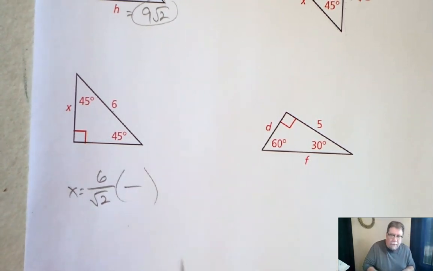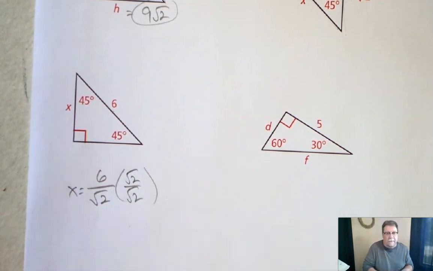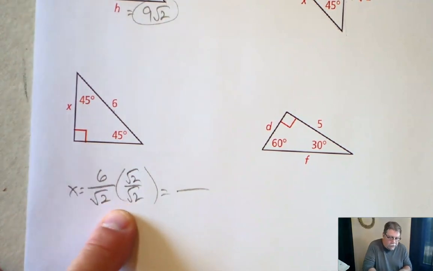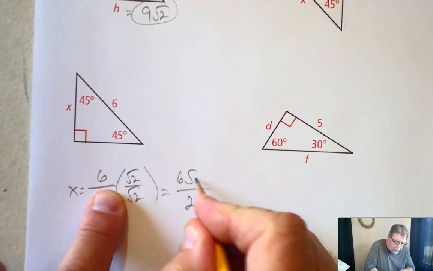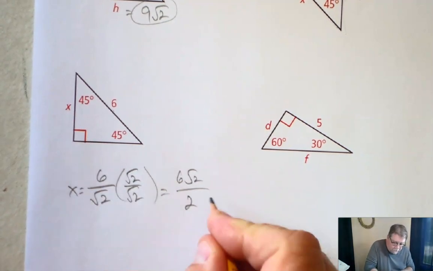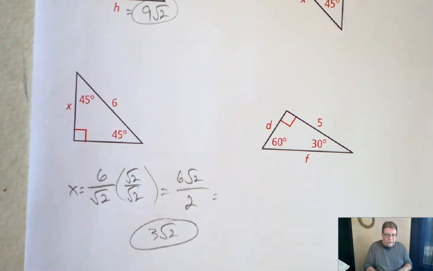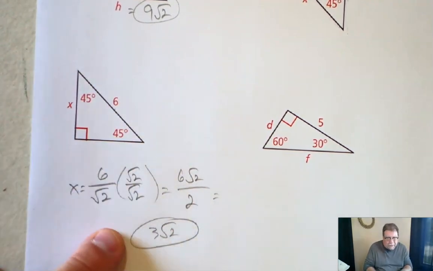So to do that, I multiply by the denominator over the denominator. What that's going to do for me is the denominator will be radical 4, which is just 2 without the radical. The numerator will be 6 times radical 2, and then we can simplify the fraction from there, and we get 3 radical 2 as our length for this leg. That's a little more difficult.